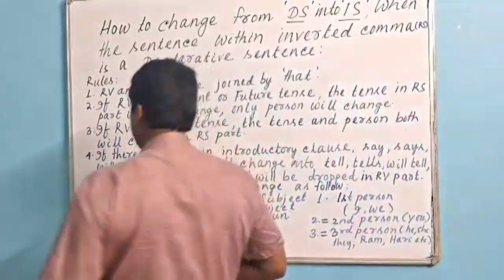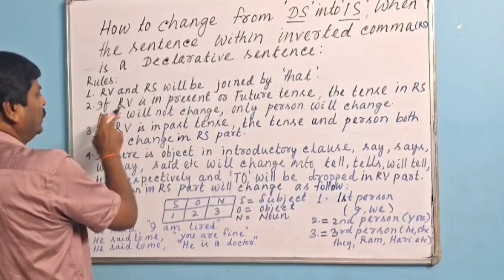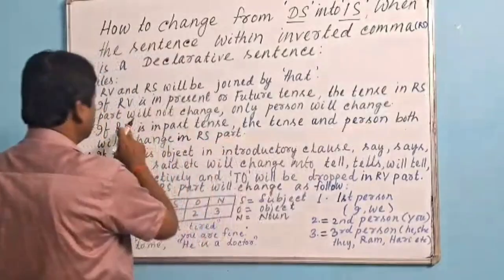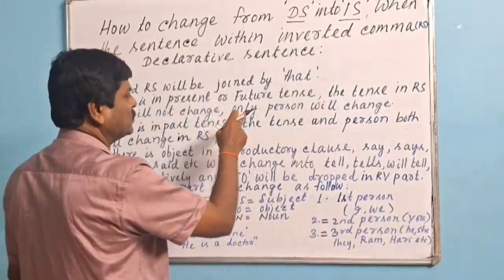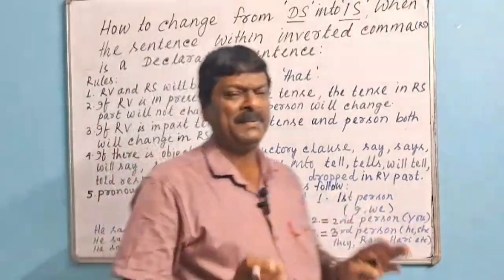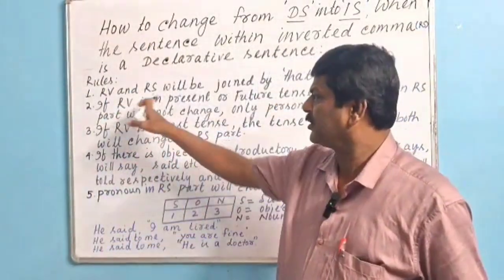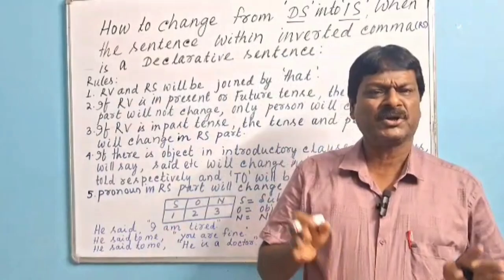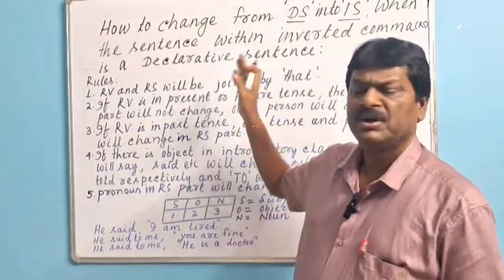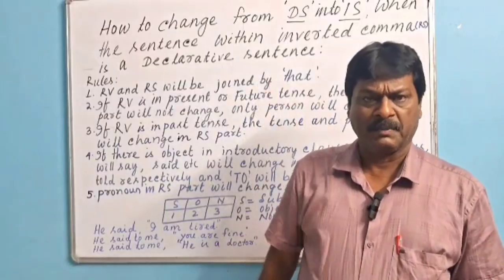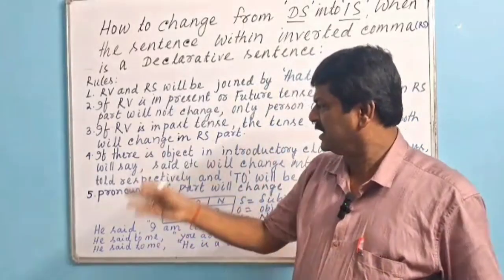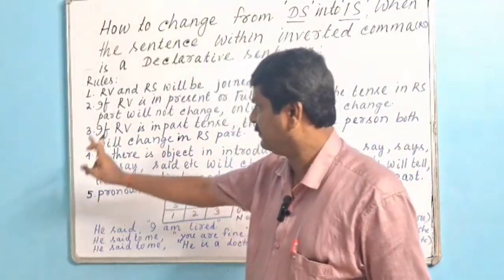Okay, then point number two, if RV is in present tense or future tense, the tense in RS part will not change, only person will change. I mean, if RV in introductory clause is in present tense or future tense, then tense will not change in the RS part, or the sentence within inverted comma. Only person will change, and how person will change we shall discuss in point number 5.